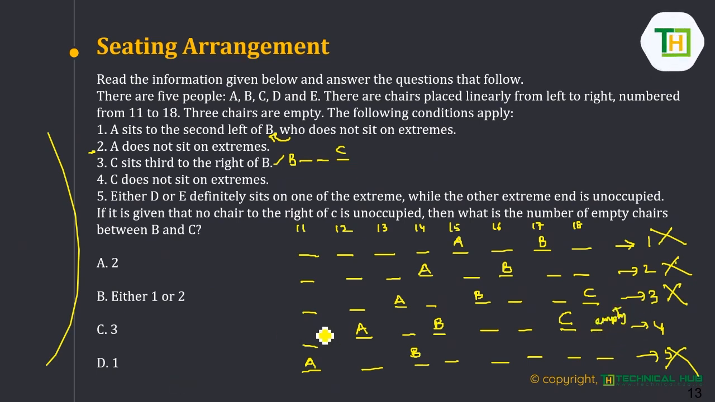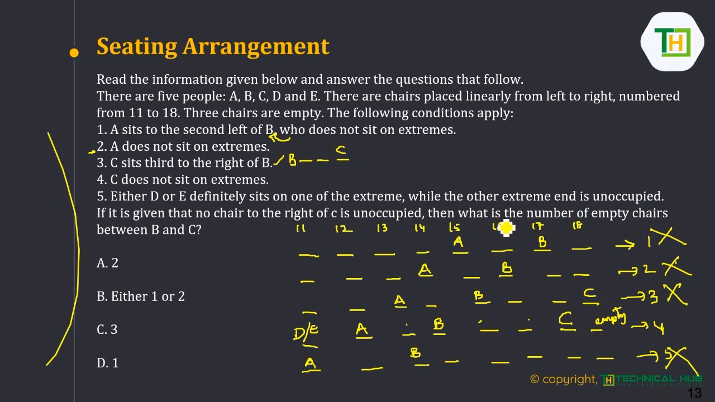So in this place, D or E is taken. Suppose D is taken, then E can be in any one of these positions: this position, this position, or this position. Suppose E is taken, then D's position is in this, this, or this. Only 3 possible ways. So after C is an empty chair.